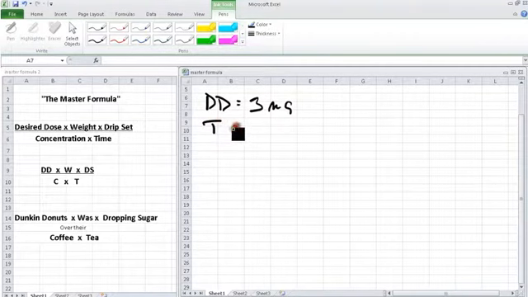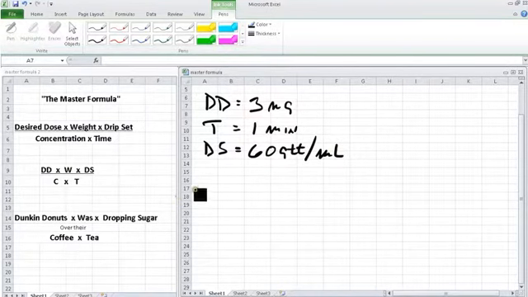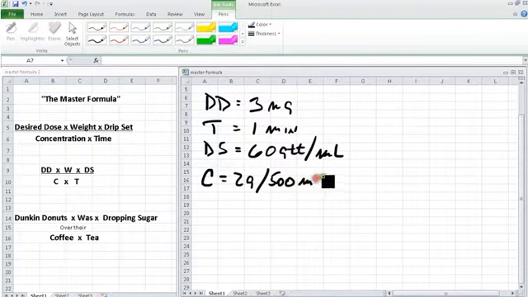And the time is, we want to do that over 1 minute. The drip set that we're using is a microdrip set, so that's 60 drops per milliliter, I'm sorry. And the concentration, lidocaine is supplied in 2 grams per 500 mLs, at least in this example. This is what we're using. And I'm going to convert that into the common unit of measure that we're doing the desired dose.